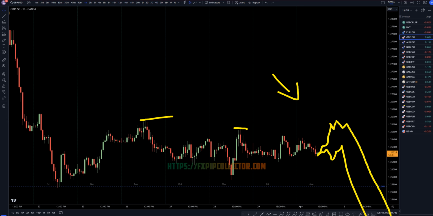But I still think that the real money is going to be made looking and waiting for selling opportunities at the end of pullbacks.